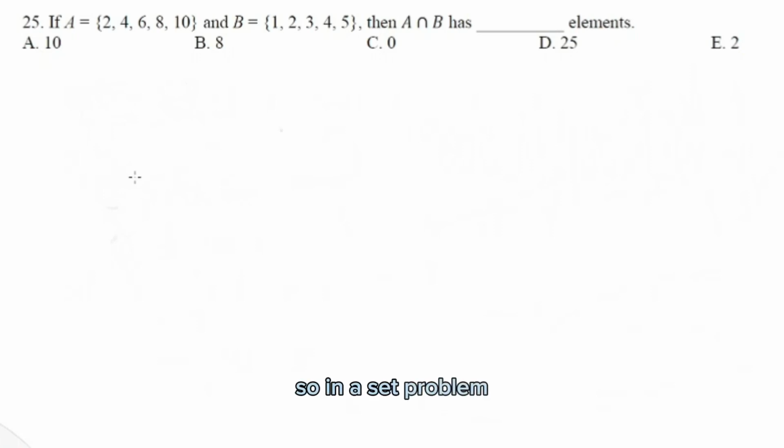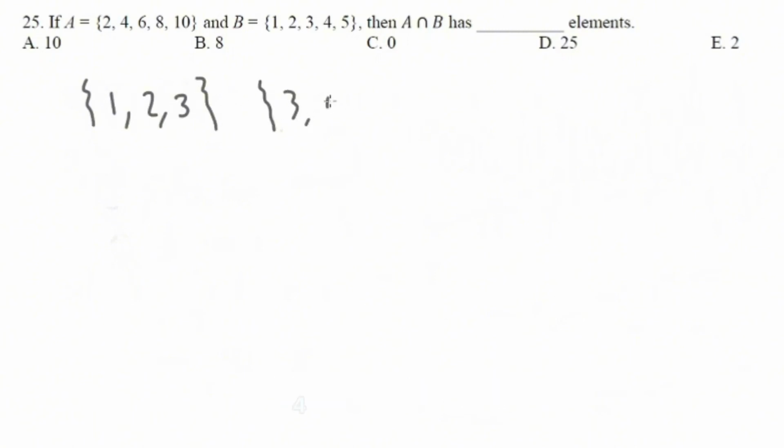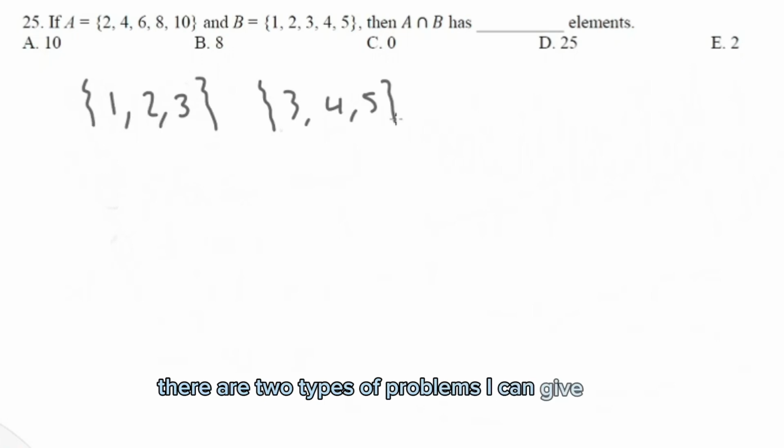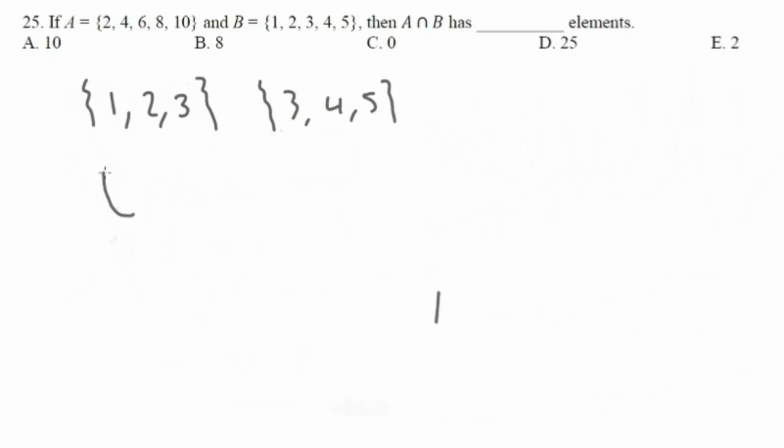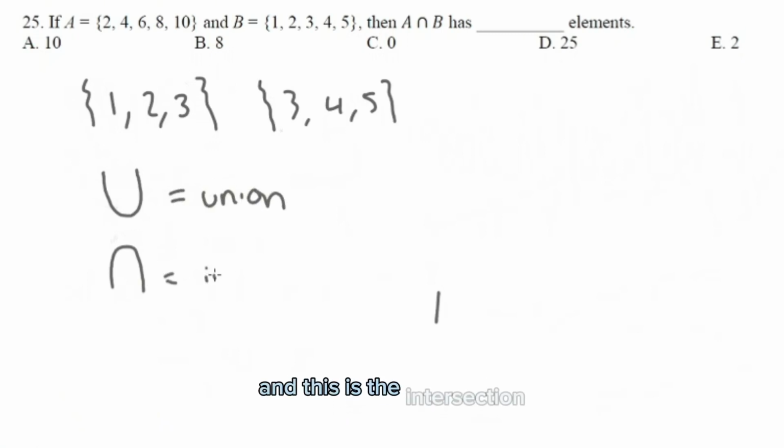So in a set problem, they'll give you two or more sets. So let's say in this scenario, 1, 2, 3 is our first set, and 3, 4, 5 is our second set. This is just hypothetical. In set problems, there are two types of problems they can give you. There are problems with the union, which is this, and there's the problems with the intersection, which is this. Basically, the intersection is just the upside down of the union. So if this is the union right here, this top one, and this is the intersection.